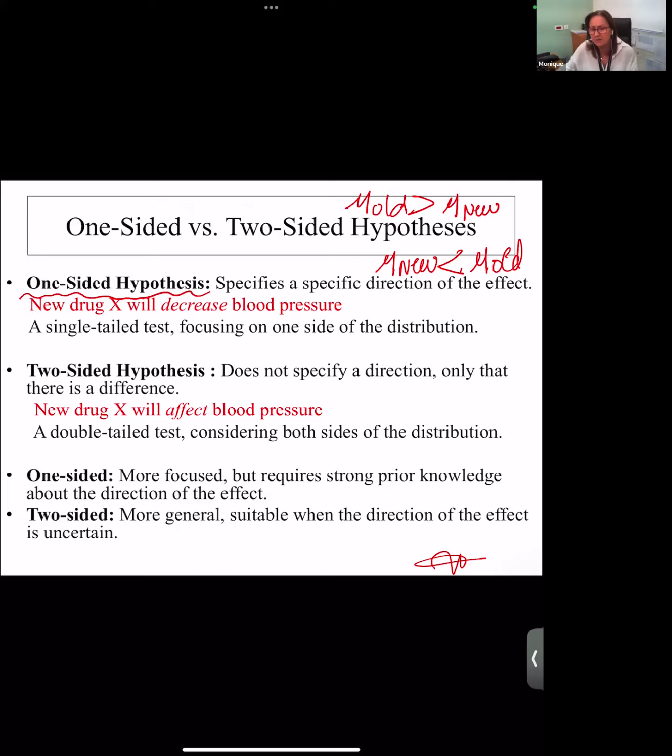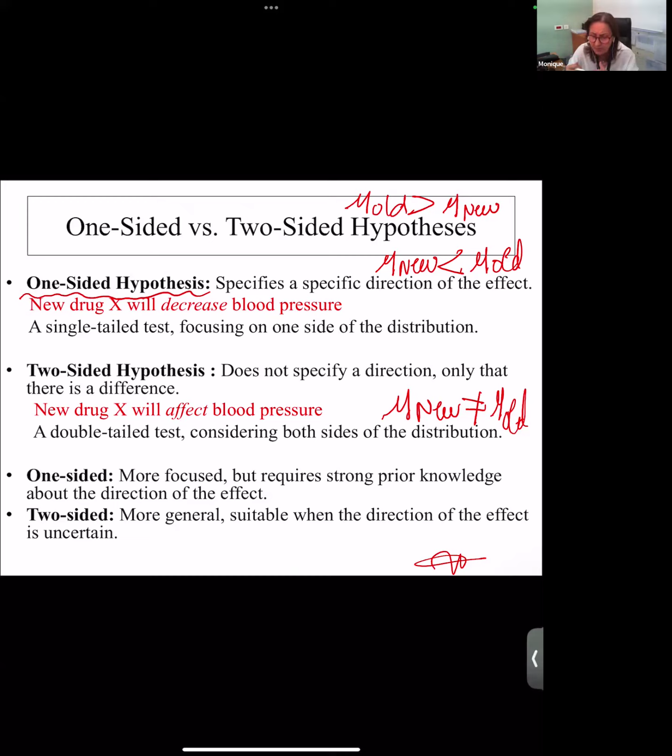So you don't have a priori knowledge about what to expect from that new treatment. It's not like it's done to lower, but you are introducing it, and you don't know whether it's going to be better than the old treatment or not. So you can just put mu of new is different from mu of old. So this is when we say there is no direction. We don't know the direction of the hypothesis. Just as a term, the first step is to identify your hypothesis.